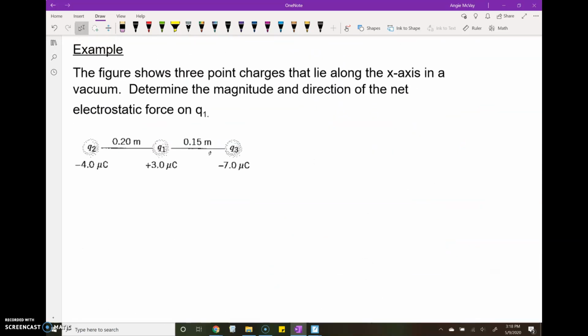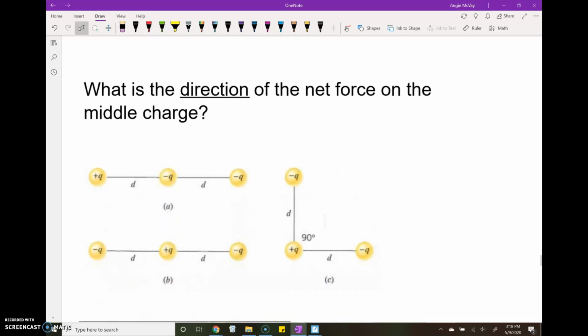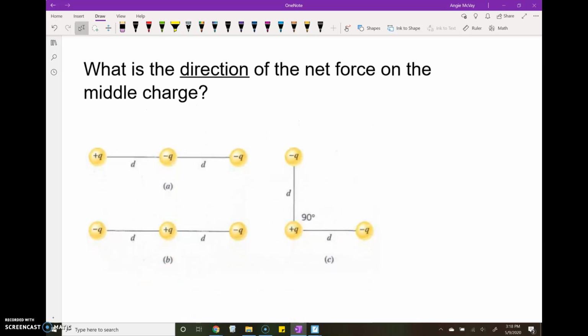All right, there are a couple of examples that I would like to take a look at. There are two figures. The first example is we've got 3 charges. Determine the magnitude and direction of the net electrostatic force on Q1. Then another example: what is the direction of the net force on the middle charge? I'm going to pause this. I would like you to consider both of those questions, and then when we restart, you should be able to check your answers.